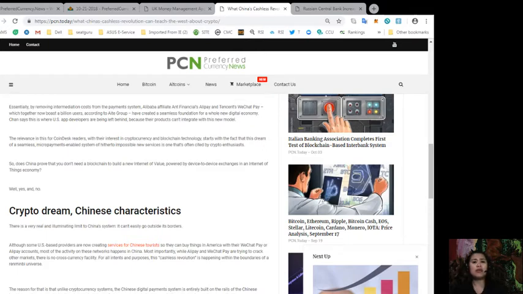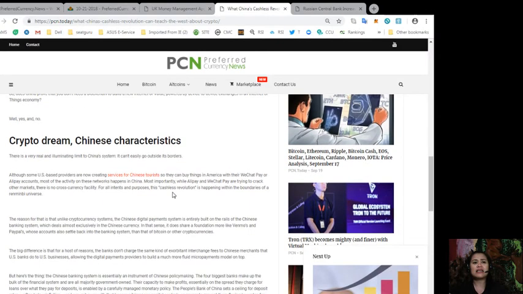Now, most importantly, while Alipay and WeChat Pay are trying to crack other markets, there is no cross-currency facility. For all intents and purposes, this cashless revolution is happening within the boundaries of the renminbi universe. Now, the reason for that is that unlike cryptocurrency systems, the Chinese digital payment system is entirely built on the rails of the Chinese banking system, which deals almost exclusively in the Chinese currency.